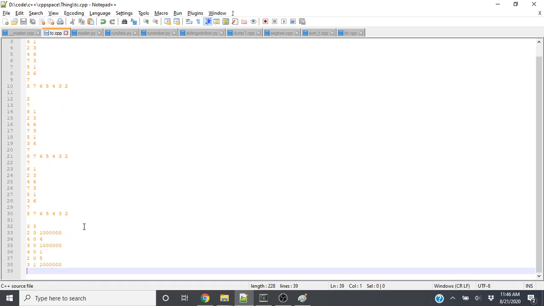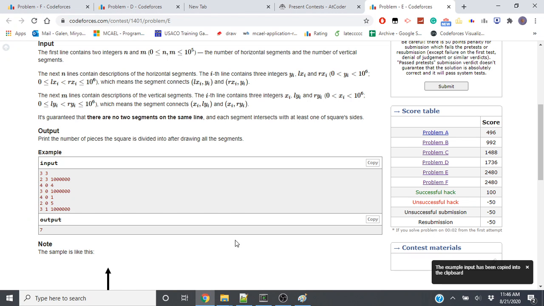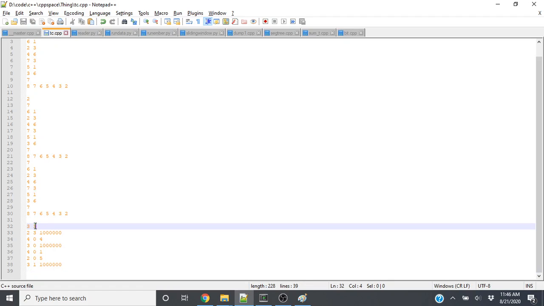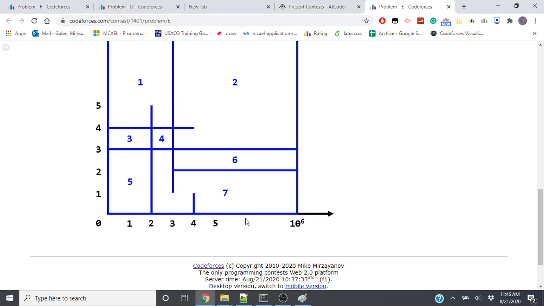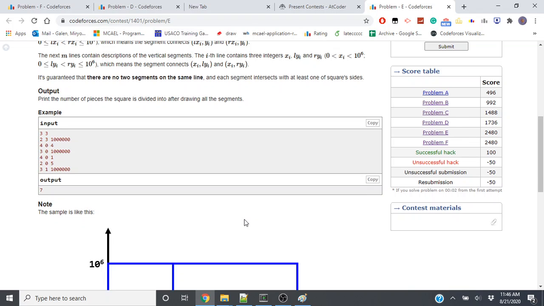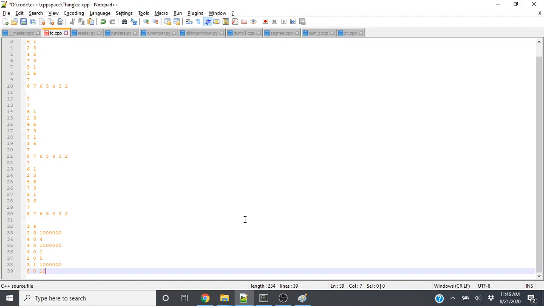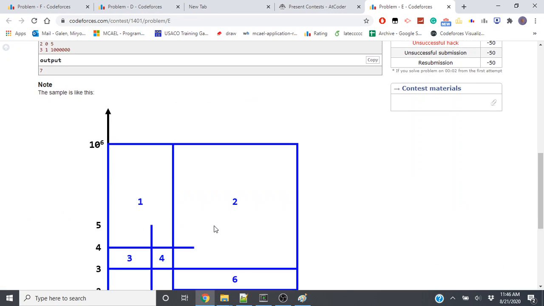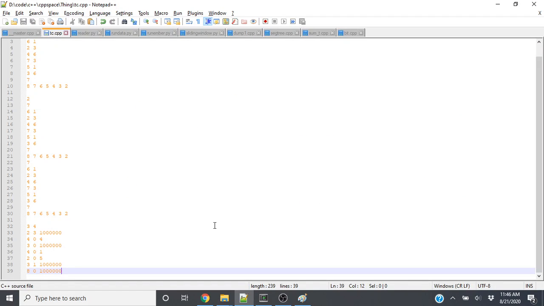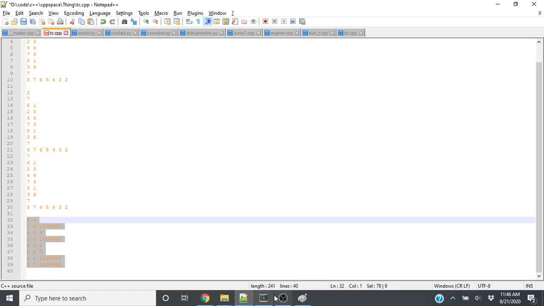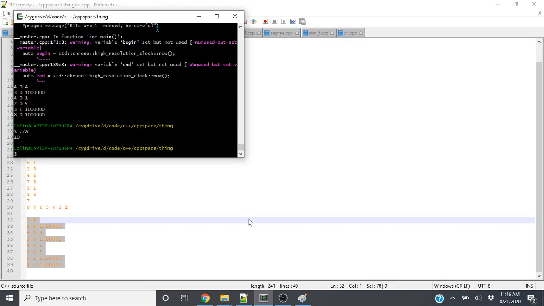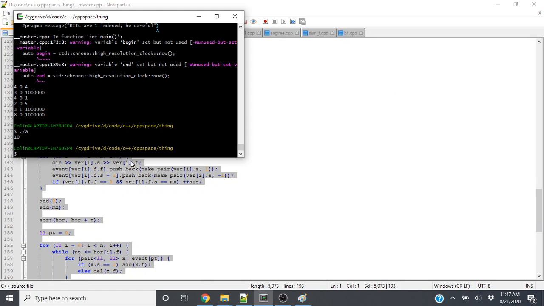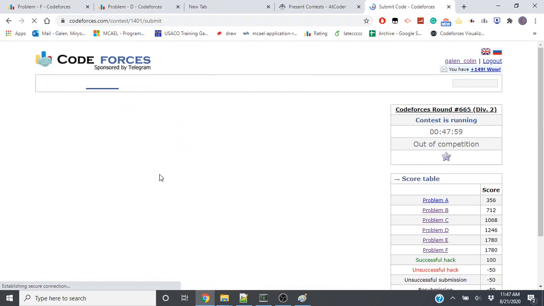Then, let's just screw with this a bit. Make sure we're doing this right. So we're going to add another vertical segment that has x of, let's say, 8, 0, 1 million. And then the answer for this should be 10. Okay, let's try submitting. Maybe we'll get wrong answer for this too and have a super fun time.